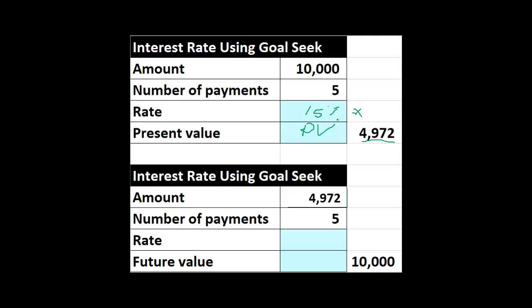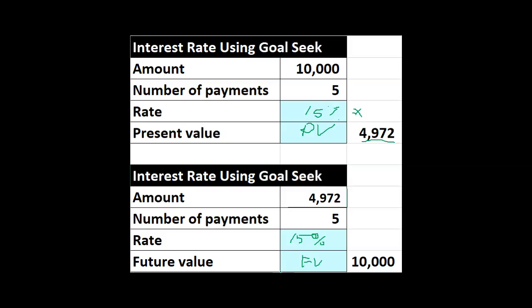And if we did that same kind of analysis down here with the future value, if I knew the amount, the present value, if I knew the number of payments, and then the future value we know is 10,000, we can say, hey, I'm going to put in the future value formula here. Let's put in the future value formula and then tell Excel, I want you to make this future value formula equal this 10,000 by changing the rate. I want you to change the rate until this is going to be 10,000. And again, if we do that, it'll change the rate to the 15% using a similar method.